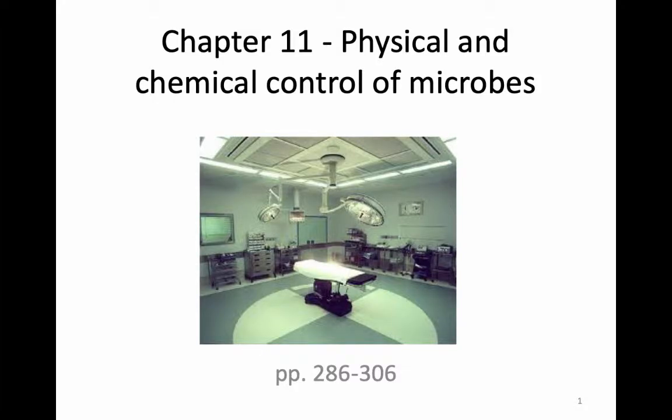Chapter 11 concerns controlling the growth of microorganisms in the environment. And so we'll do this in two ways, either by altering the environment physically, by changing the temperature, the moisture, or the pressure, or by treating the environment with chemicals that will affect the microbes' ability to grow in some way.